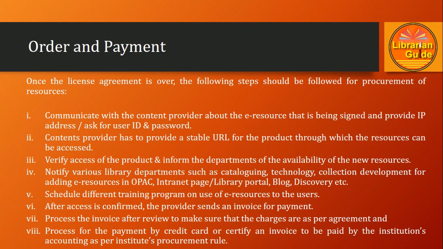After access is confirmed, the provider sends an invoice for payment. And once you receive the invoice, you have to verify and review it, and make sure that whatever charges are mentioned as per the agreement are in the invoice, and then finally process the payment as per the institute rule, through different payment methods. So in this way, an e-resource can be procured.